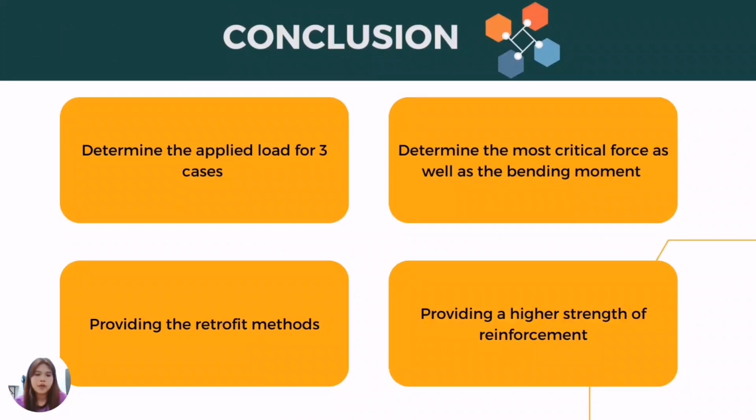In conclusion, we have to determine the applied load for the three cases and the most critical force as well as bending moment in order to ensure that the reinforcement is able to withstand the applied load. Hence, the building will be safe from collapsing. Moreover, by providing some retrofit methods, we are able to add more allowance for withstanding load of the column and beam. Not only that, providing a higher amount of reinforcement will also help in avoiding such failure.